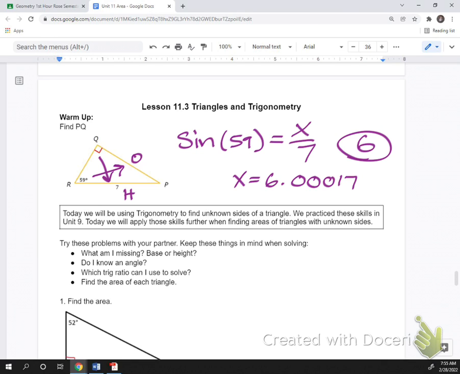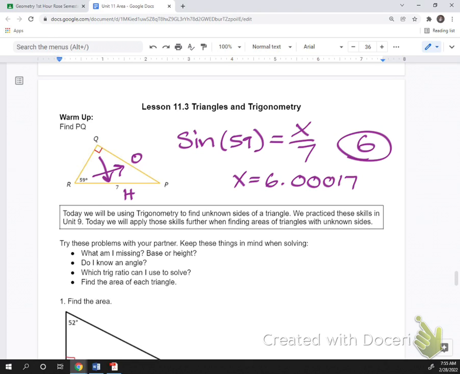All right, today we are doing triangle area and trigonometry. So we'll be using trigonometry to find unknown sides of a triangle. We practiced these skills in Unit 9. Today we'll apply those skills further when finding areas of triangles with unknown sides.